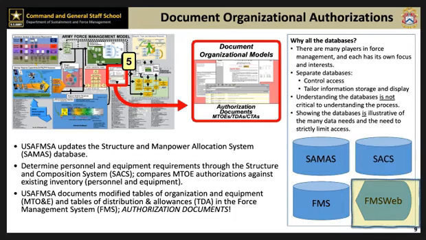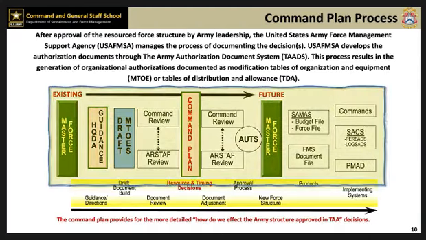FMS Web is a website that provides access to FMS data, TOEs, MTOEs, BOIPs, TDAs, CTA, JTA, and associated reference data and tools. The Army documents its programmed and budgeted force to Unit Identification Code, UIC, level of detail to ensure that organizations may place demands on the functional systems of the Army.